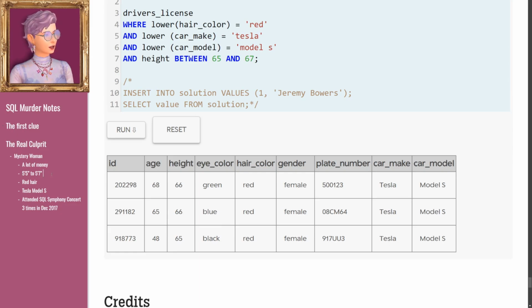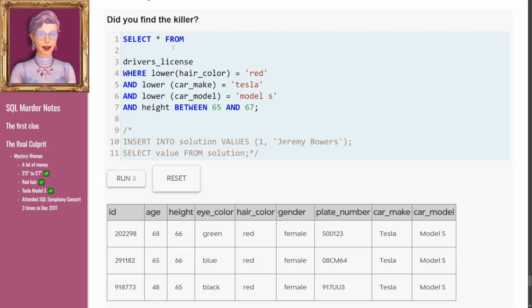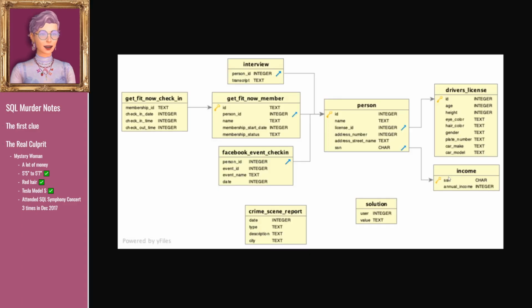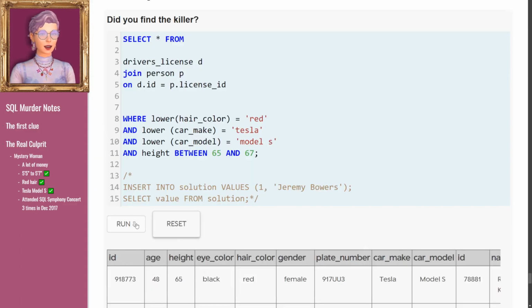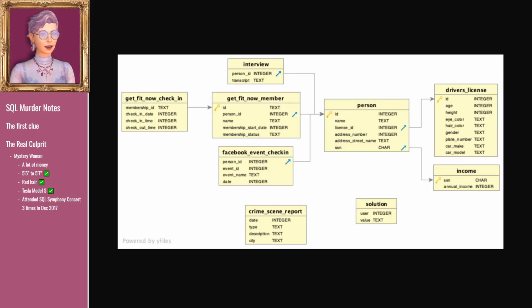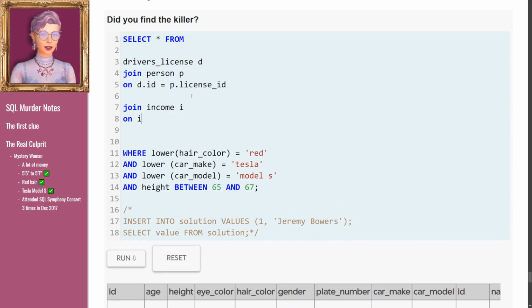So we've already filtered by height, we've already filtered by hair, we've already filtered by type of car. So now we just need to filter by money and how many times she attended the SQL Symphony concert. Let's start with money. We need to join driver's license with income, which we have to join first with person. Okay, let's join it with person. Let's make sure we did that correctly. Yep, okay, that ran. Then we want to join that with income on SSN. Income I on I.SSN equals P.SSN.